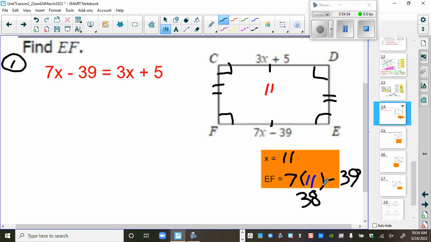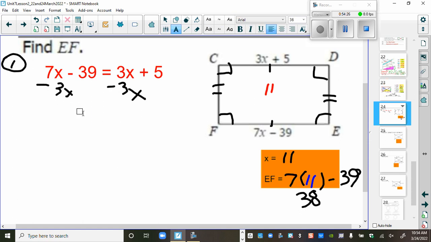Good job. Okay, who has questions? Who's not sure how we got the x equals 11? You better be honest. I mean, then subtract 3x. Minus 4x minus 39 equals 5.